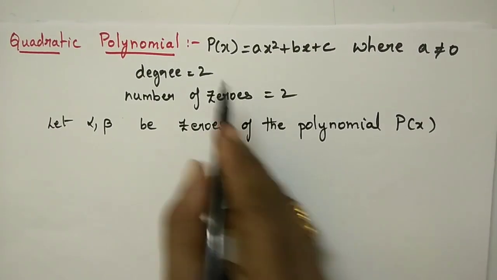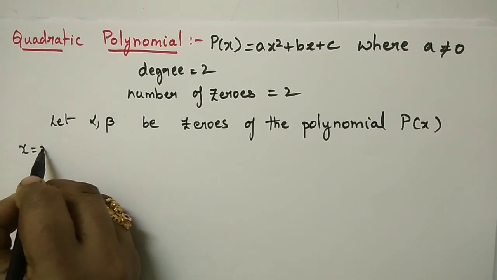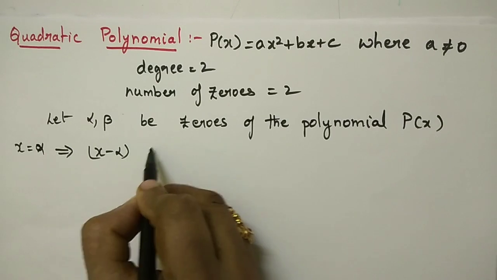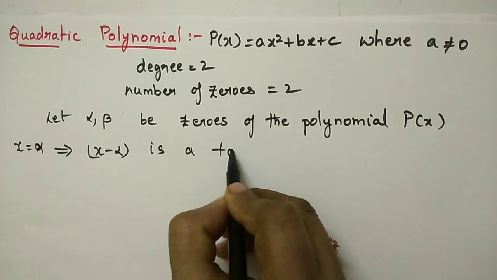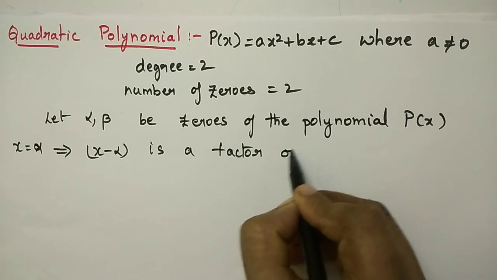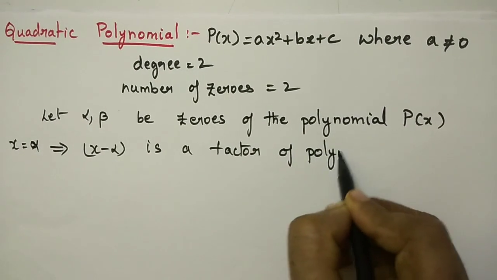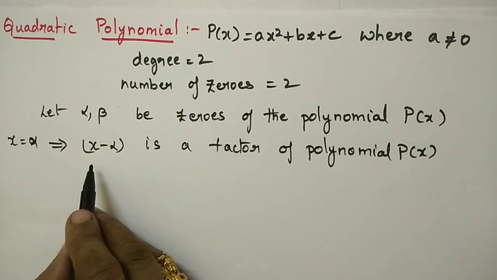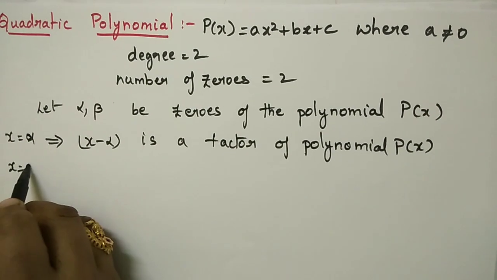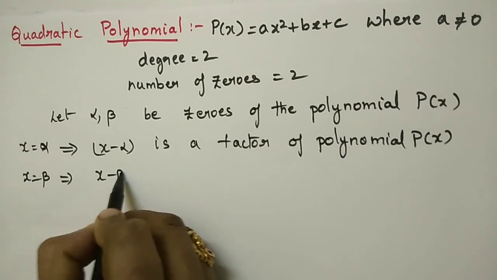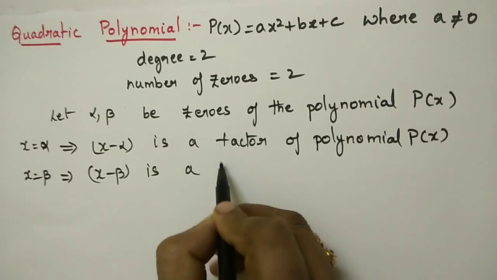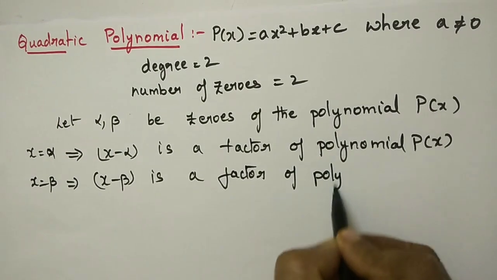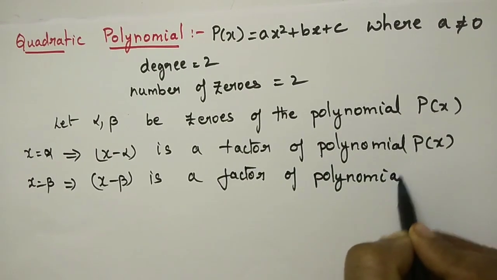If alpha is a zero of the polynomial p of x, it means x is equal to alpha. This is nothing but x minus alpha is a factor of polynomial p of x. If x is equal to beta, it means x minus beta is a factor of polynomial p of x.